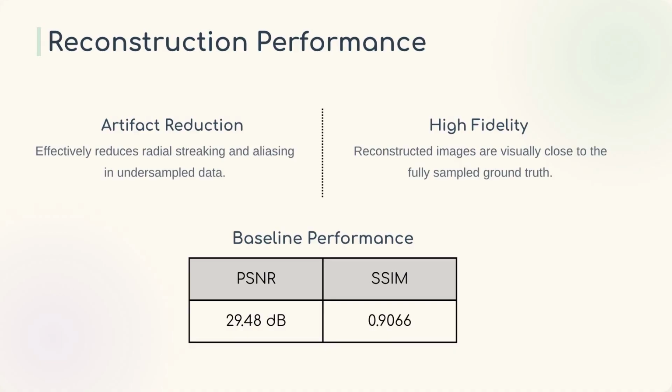Now I will briefly discuss the clinical meaning and limitations of TD-DIP. Clinically, the main benefit of TD-DIP is that it can reconstruct dynamic cardiac MRI images from highly undersampled data. This is important because dynamic MRI normally takes a long time, and long scans can cause patient discomfort and motion artifacts. In our results, TD-DIP reduced the radial streaking and aliasing artifacts in the undersampled image. The reconstructed result was visually close to the fully sampled ground truth. The baseline run achieved 29.48 dB PSNR and 0.9066 SSIM, which shows strong reconstruction quality.